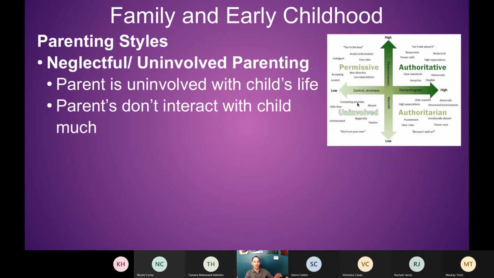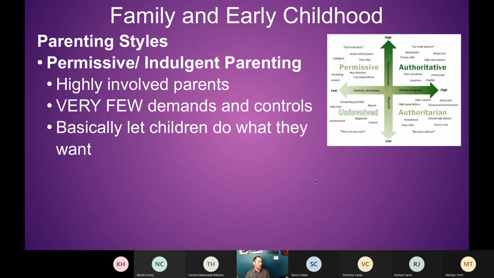I usually call this one neglectful parenting. A lot of books will use either neglectful or uninvolved. I usually use neglectful. This one essentially is low in demandingness as well as low in warmth. So a parent tends to be more uninvolved in the child's life. The parent might be physically not present, or if they are physically present, they just don't seem to interact with the child much. They don't seem to care. If a first grader brings home their first report card, they might just be completely uninvolved, neglectful, absent. Low in responsiveness and low in warmth.